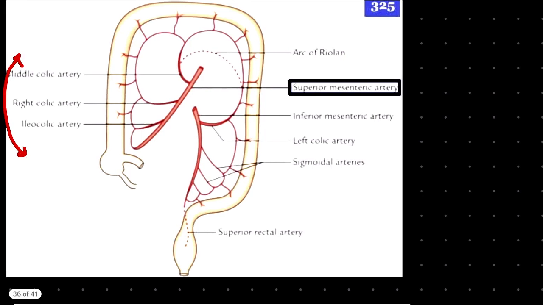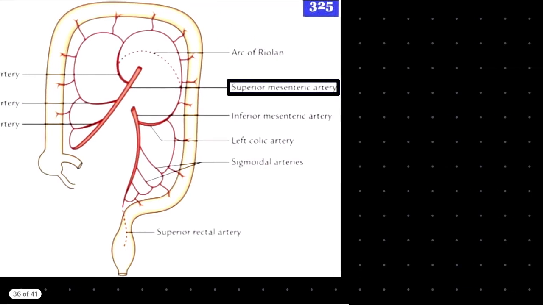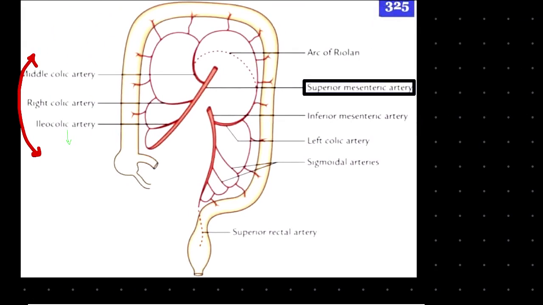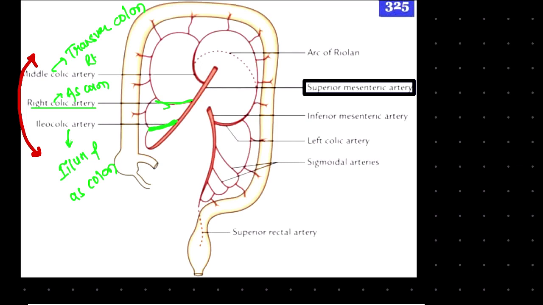Now, the ileocolic artery, as the name suggests, is supplying the ileum and ascending colon. Similarly, the right colic artery is supplying the ascending colon. What about the middle colic artery? The middle colic artery is supplying the transverse colon, especially the right two-thirds of the transverse colon. Why the right two-thirds of the transverse colon?